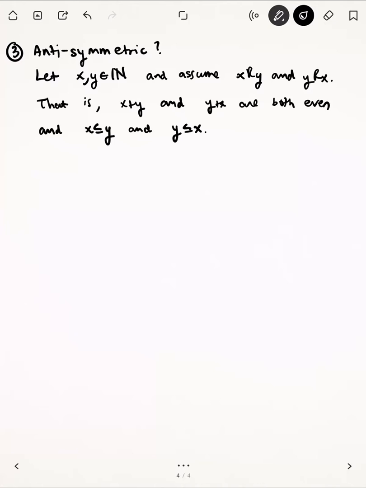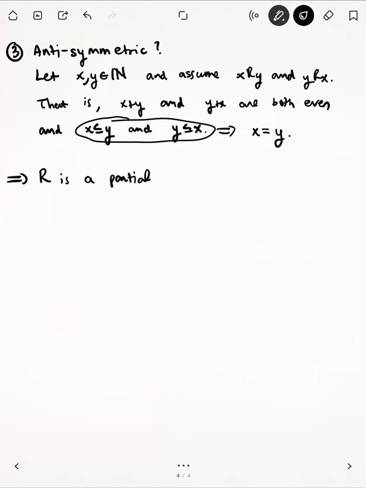But notice this last bit of information here is something we talked about at the very beginning of this lecture, because we know that this less than or equal to relation is anti-symmetric. This information immediately implies that x is equal to y. And so we proved that R is anti-symmetric on the natural numbers. Therefore, R is a partial ordering for the natural numbers. Right? Okay.